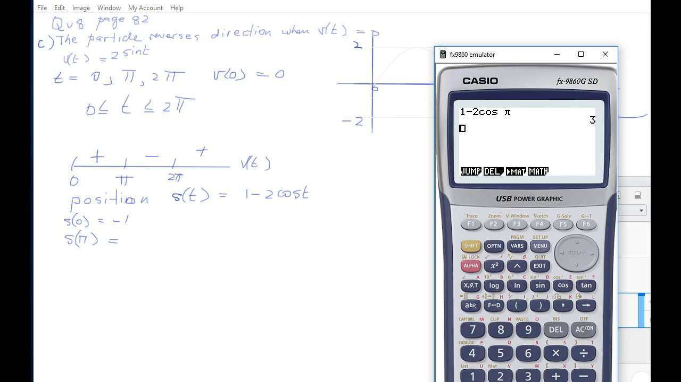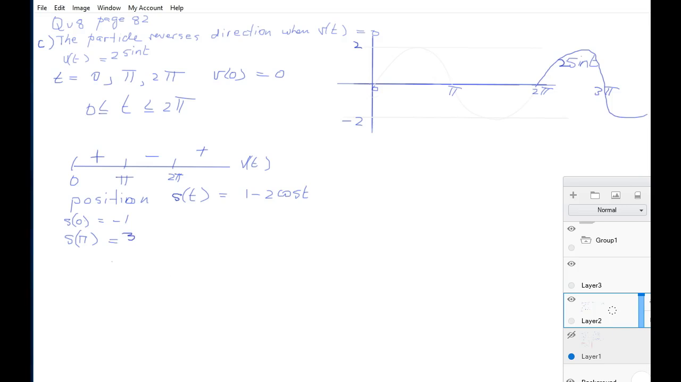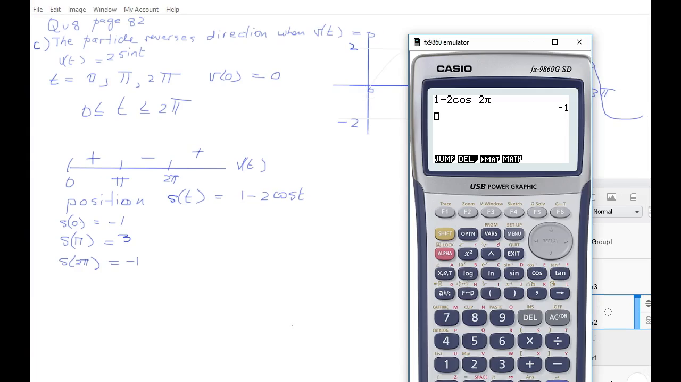And there's a couple of things. If you've drawn the function on your calculator, you can do this trace G-solve. Now I did it on Desmos, so I'm just using my calculator to calculate it individually. So 1 minus 2 cos of pi is 3. And the last one was the position at 2 pi, which I'm actually expecting to be -1 without even doing the calculation. And so that's just confirmed that it's -1.